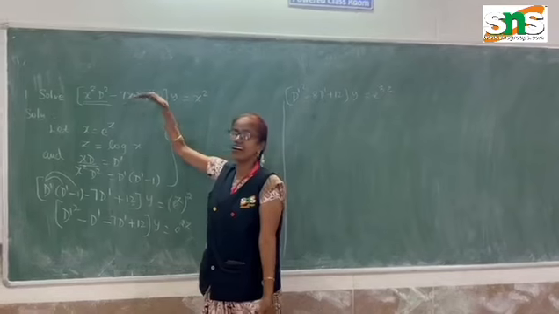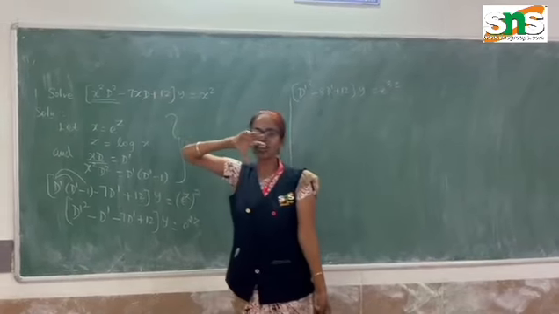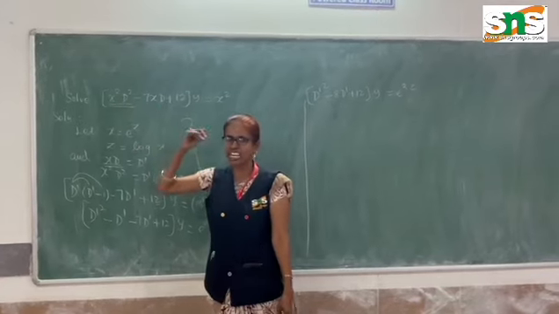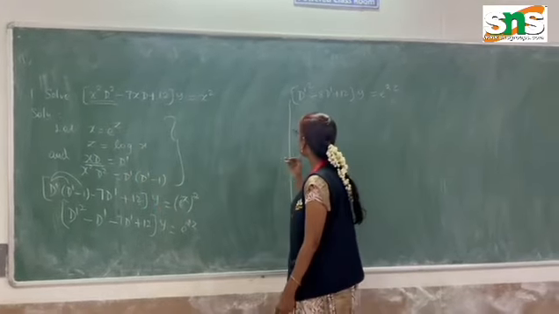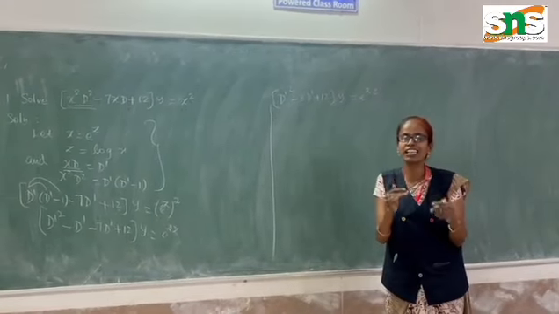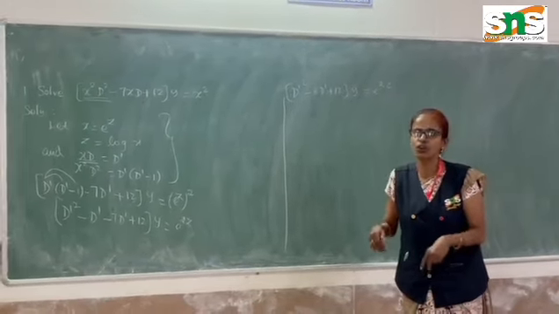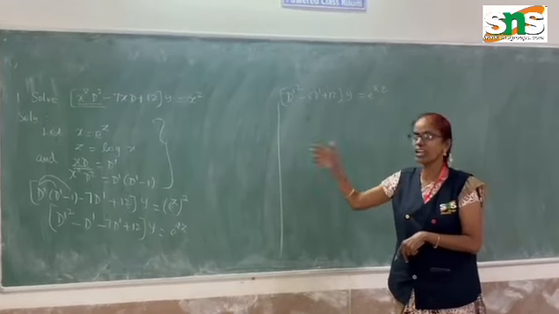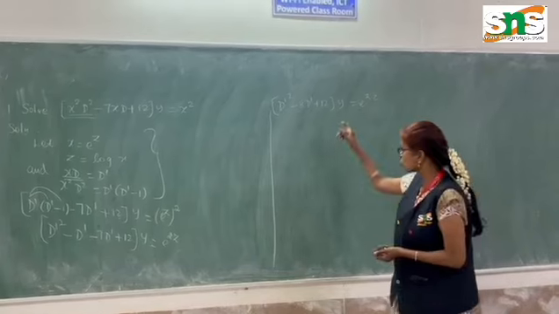This involves a variable coefficient, right? Because we have the coefficient x squared, which means it is variable. Now we convert it into a constant coefficient. If you want to convert any variable coefficient into a constant coefficient, we use Cauchy's equation. Using this we can make that.